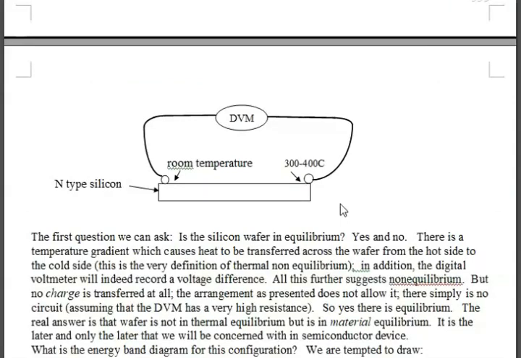Here it sits. We have N-type silicon. We keep one end of it at an elevated temperature so that the Fermi level is close to intrinsic on the right side, and the left side is clamped at room temperature, so that if it's N-type silicon, we have the maximum number of electrons here in the conduction band and the minimum number at the right edge.